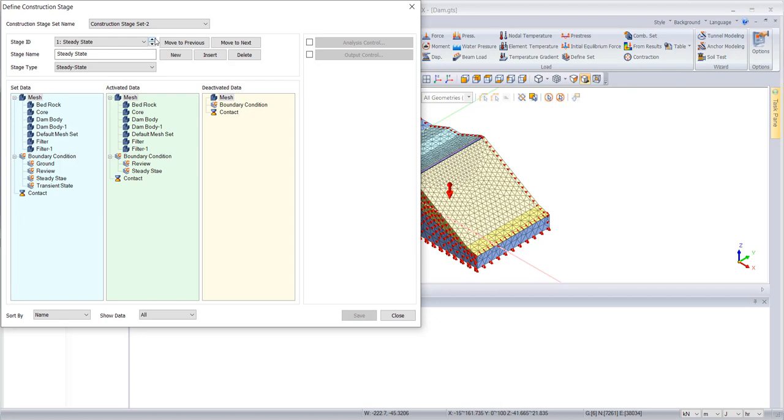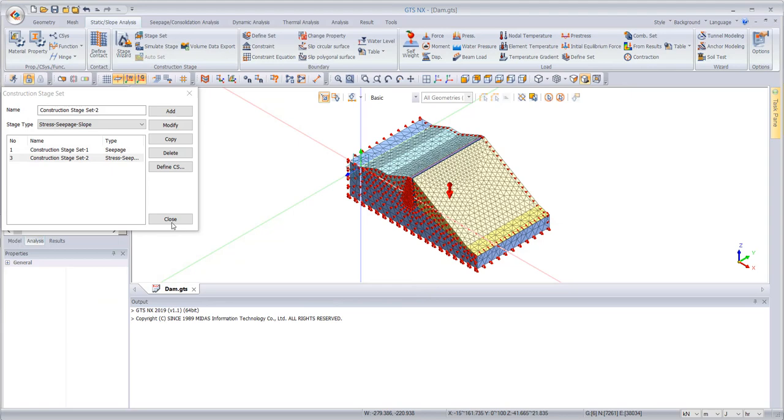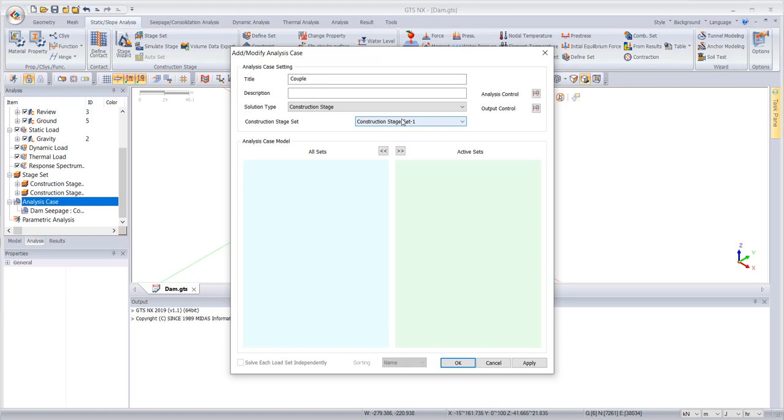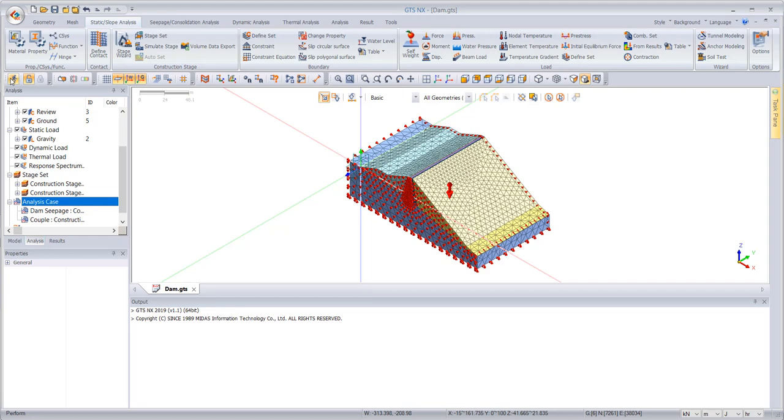First start with the steady state, then we will add stress, and we add the ground and the gravity. Then transient one, we add the transient state, we take off the steady state. Then stress one, then transient one, then stress one. Close, close. We go here and add, we call it whatever, coupled, and it's construction stages. And we say from second one and apply clause, and we start to run our problem, and we say okay.